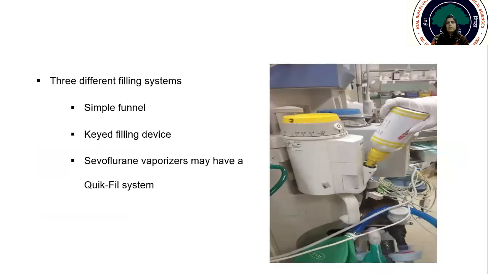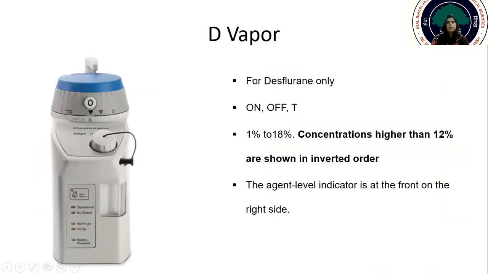Now there are three different filling systems here. Simple filling and key filling, we have already discussed, and the sevoflurane vaporizer has a quick fill system. You can see here, this is specifically for sevoflurane. Now coming to the Devapor, here also the Devapor is used only for desflurane.